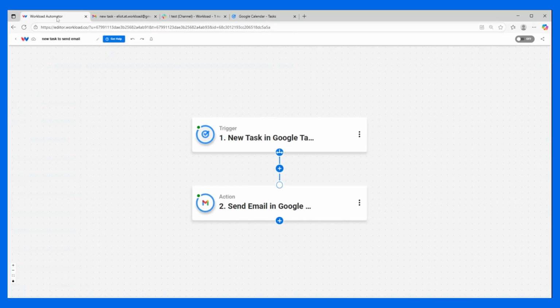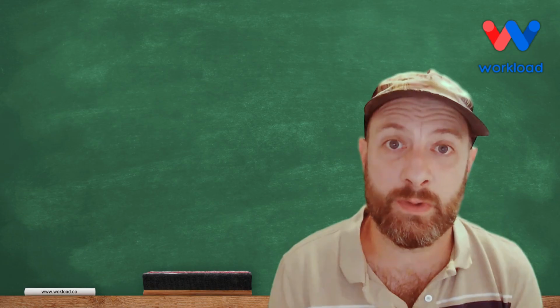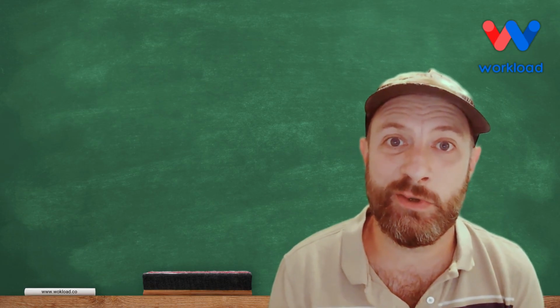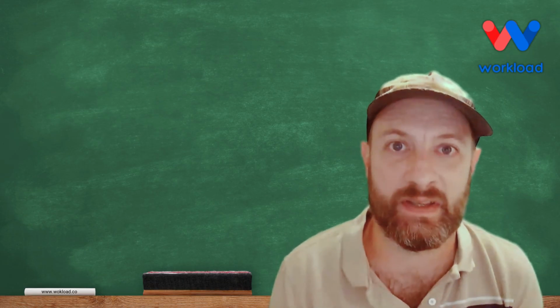I can go back to the Workload editor and make sure there's a green dot in each of my nodes. And then I can activate my workflow. And now whenever I have a new task created in this specific task list, the details of that task will be sent as an email in Gmail. That's how you can use Workload to build a workflow that sends new Google Tasks as emails in Gmail.